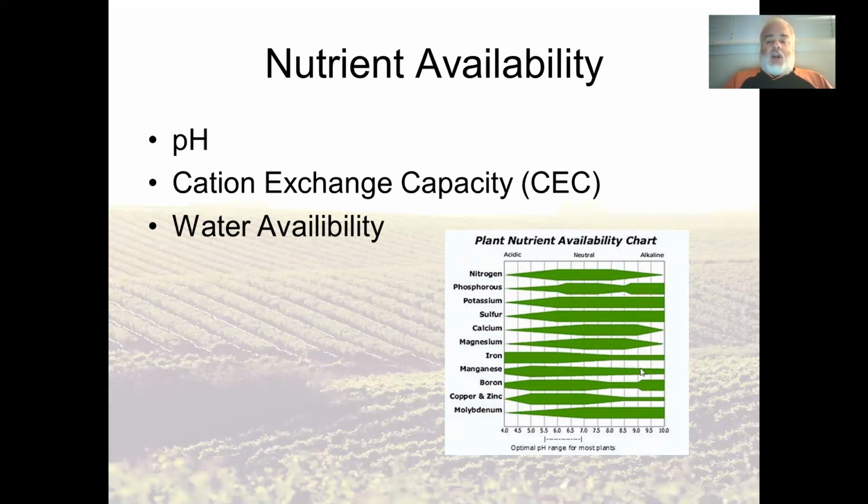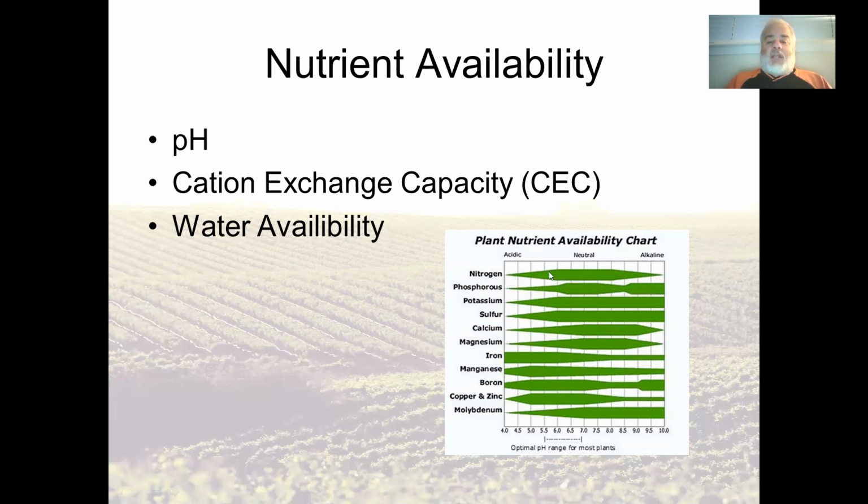And if you look at this chart, you have acidic soils on the left-hand side, alkaline or basic soils on the right-hand side, and neutral soils down the middle. And you can see the actual numbers from 4 to 10 on this chart. And the width of each of these green bars, or the height, I should say, the thickness of the bar represents how available that nutrient is. So for example, nitrogen is very available between pH 6 and about pH 8. But you start getting over pH 8 and it dramatically drops.